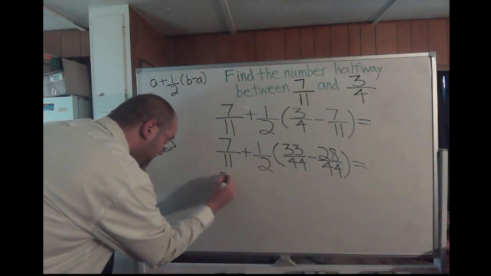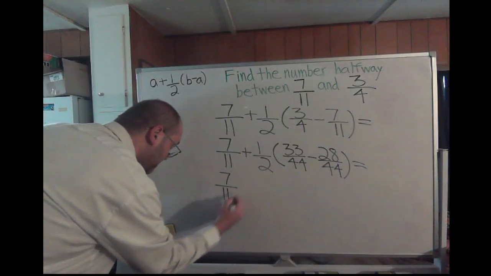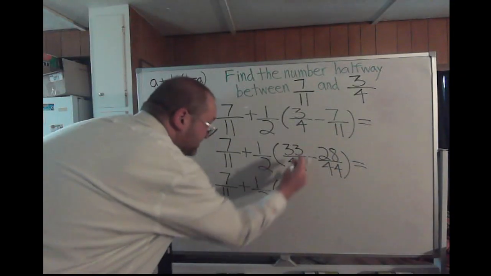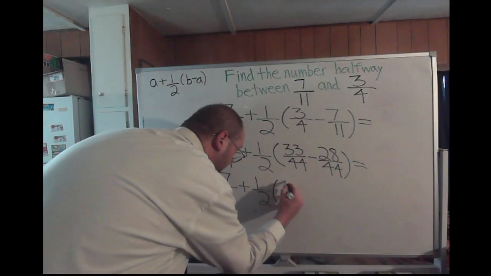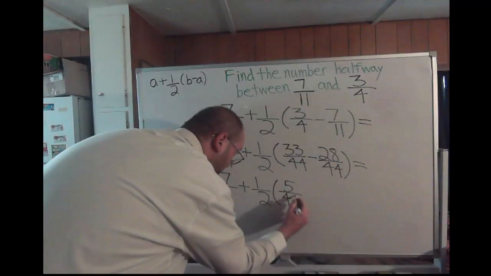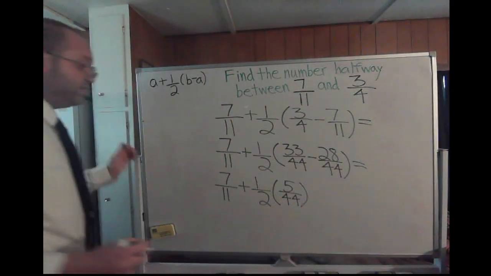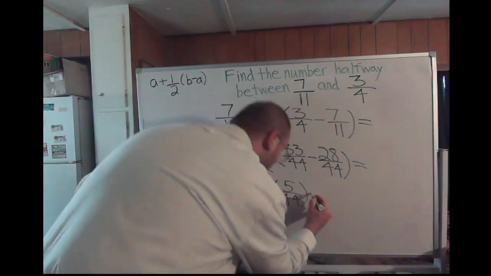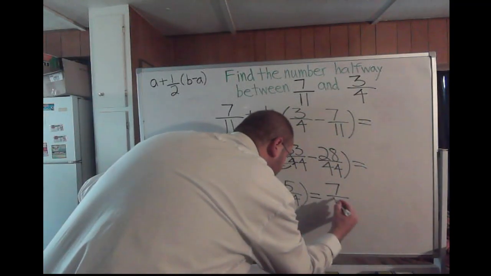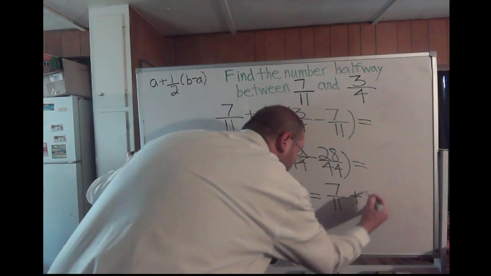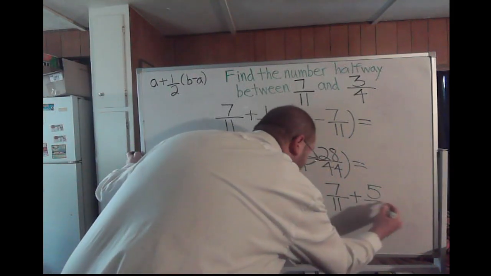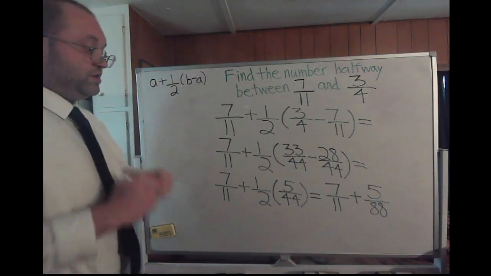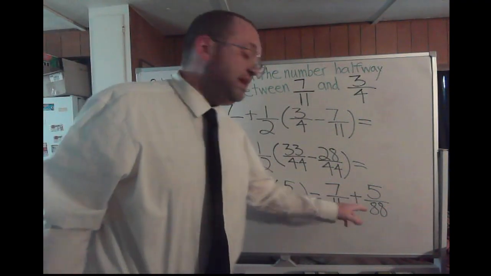Now what you're going to have is 7/11 plus 1/2 times, let's see, 33 minus 28, that's 5/44, which reduces no further. So now you're down to 7/11 plus half times 5/44, which would end up equaling 7/11 plus 5/88. So you'd have 7/11 plus 5/88.